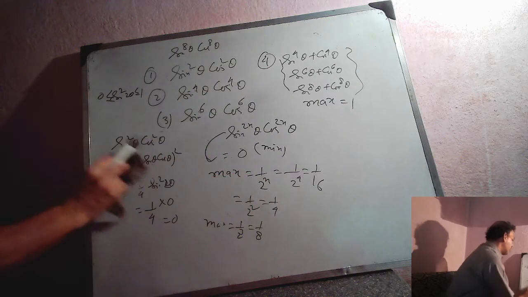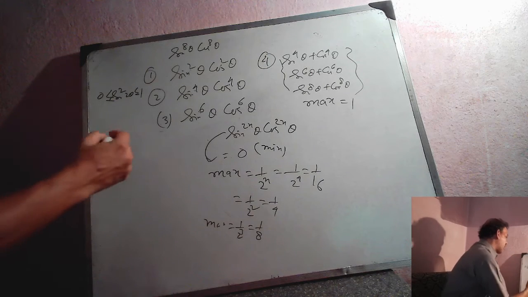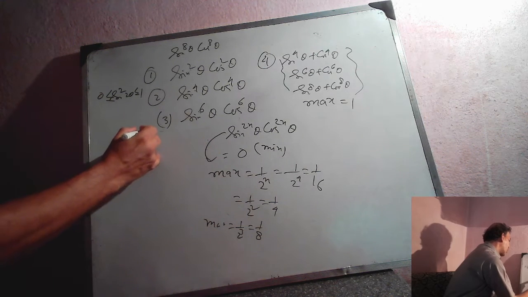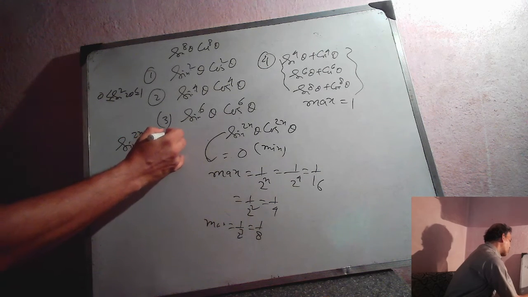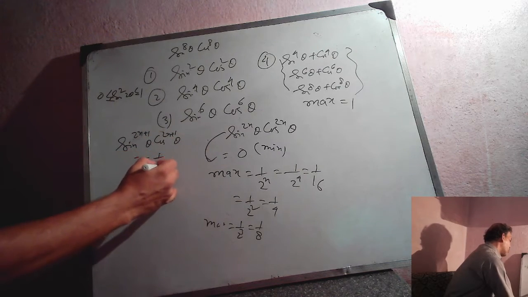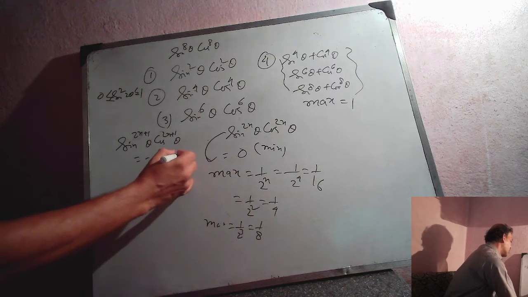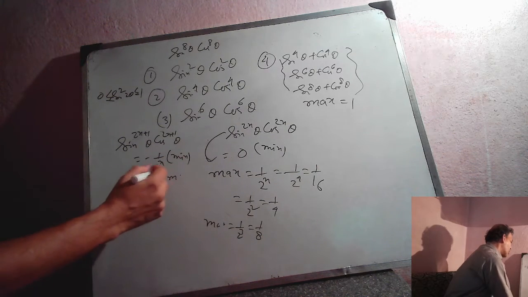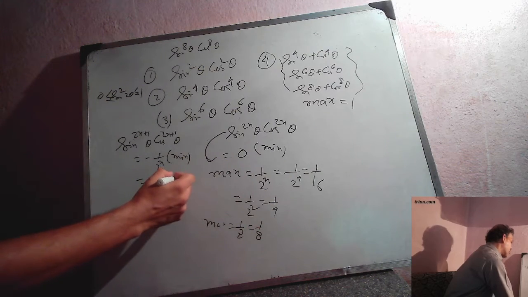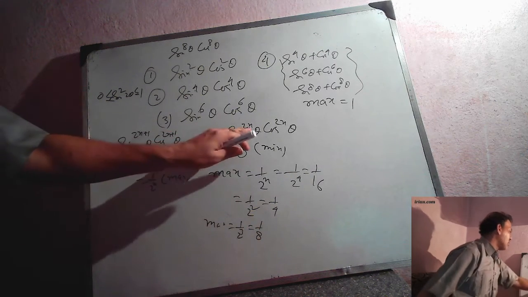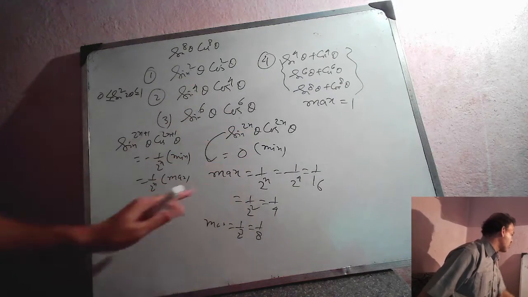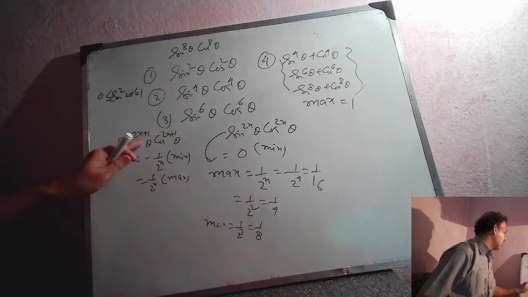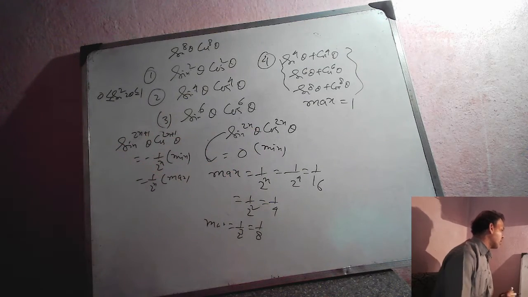Now what will be the minimum and maximum value when the power is odd? So for sin 2n plus 1 theta cos 2n plus 1 theta, its minimum value will be minus 1 by 2 to the power n, and the maximum value will be 1 by 2 to the power n. Same: whether the power is even or odd, in both cases the maximum value will be 1 by 2 to the power n. But in this case the minimum value is 0, and in this case the minimum value is minus 1 by 2 to the power n. How will you prove it?